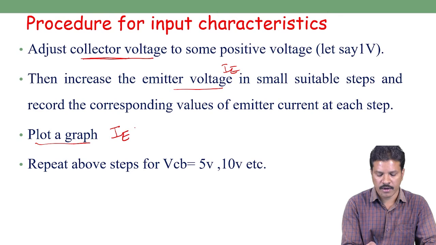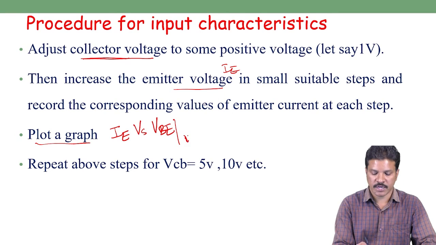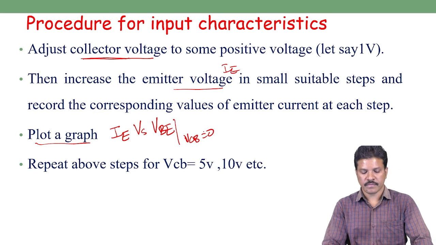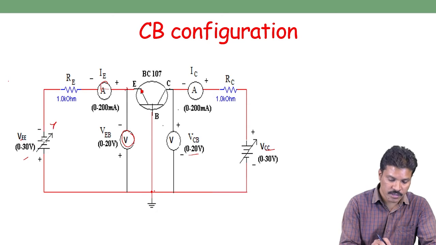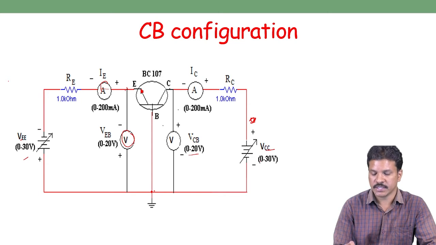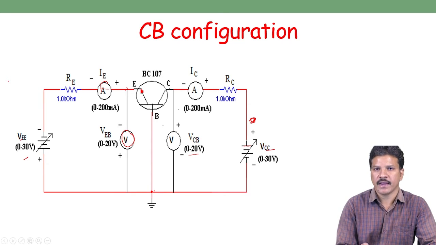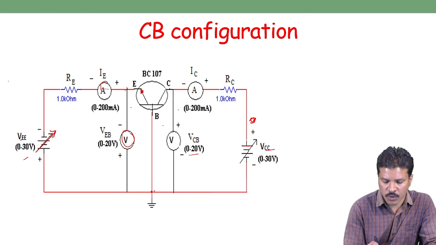versus input voltage VBE, keeping the output voltage constant. That is what we can observe here. So by fixing this output battery, we fix the collector base junction voltage, and varying the input voltage, note down the input current IE and input voltage VEB.